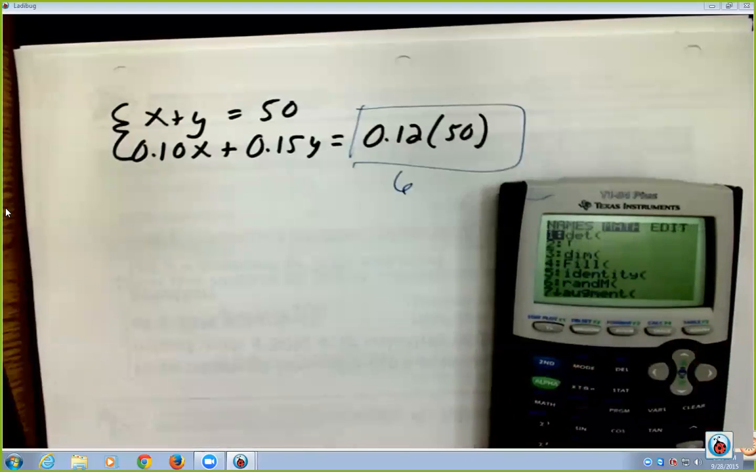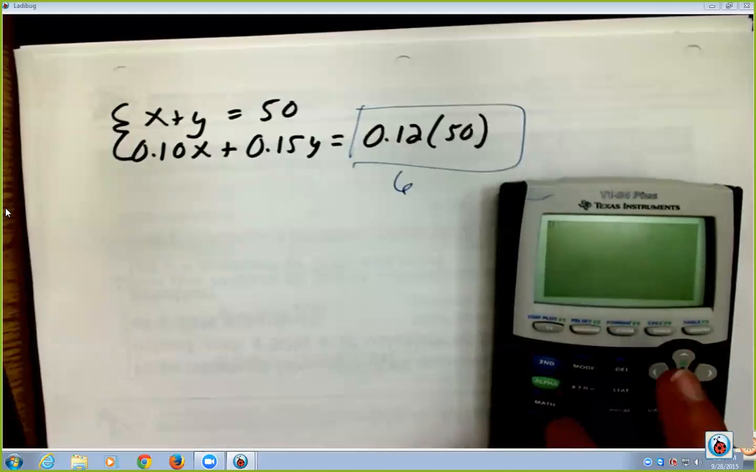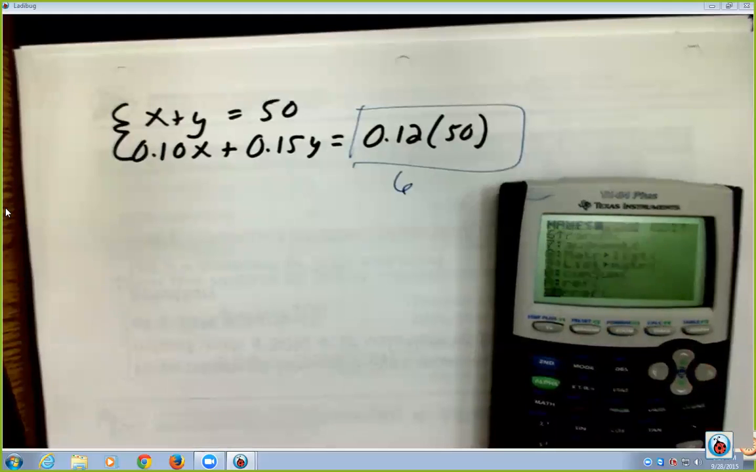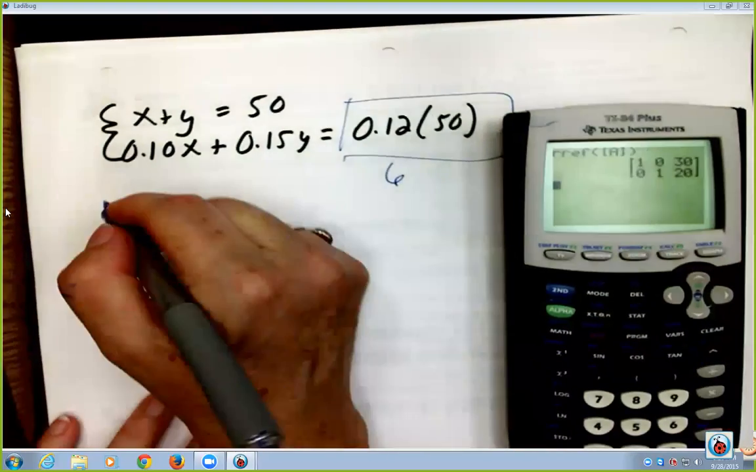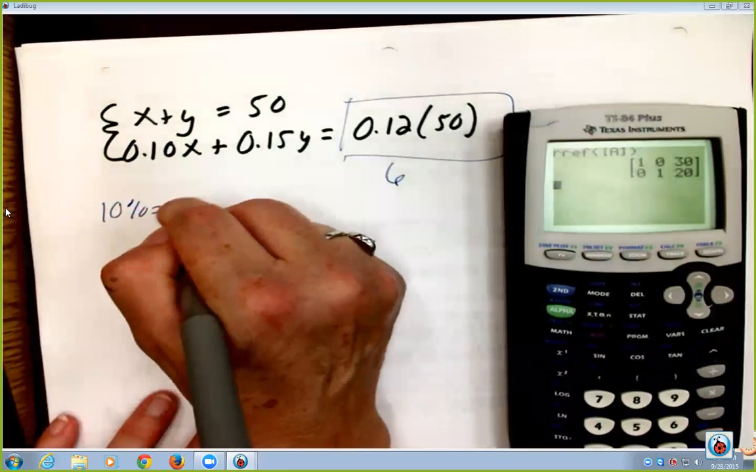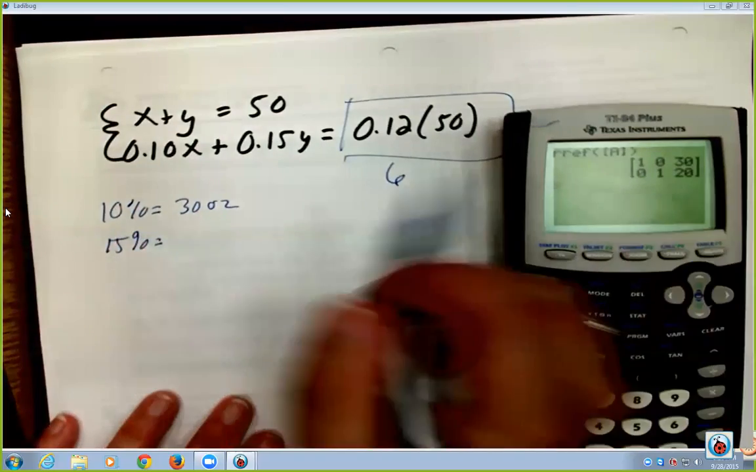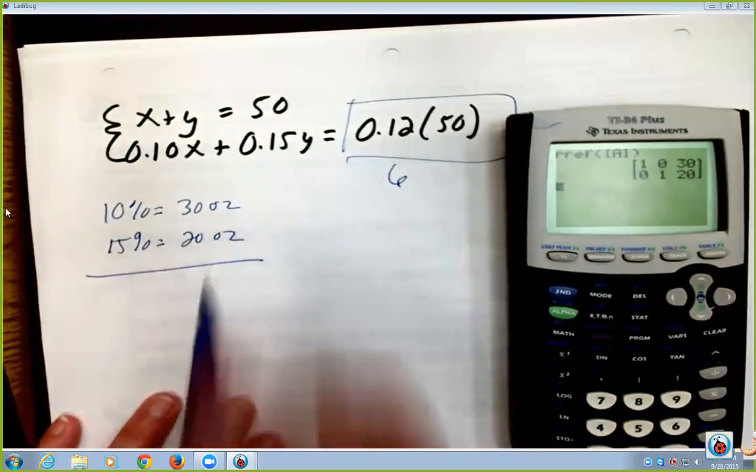Matrix, over to math, down to B. Hit enter, select my matrix, which is A, close it, hit enter, and I find I have 30 ounces of the first one, or the 10%. So 10% equals 30 ounces, and 15% is going to equal 20 ounces. So I get my answers.